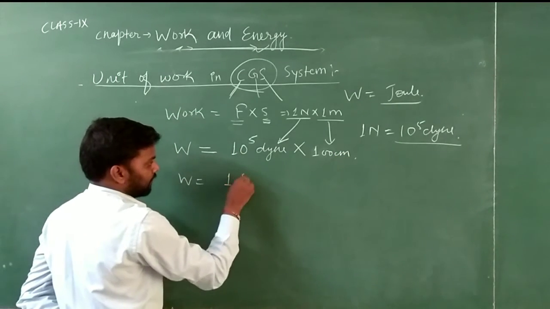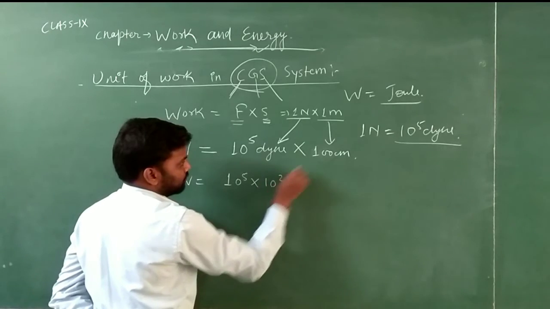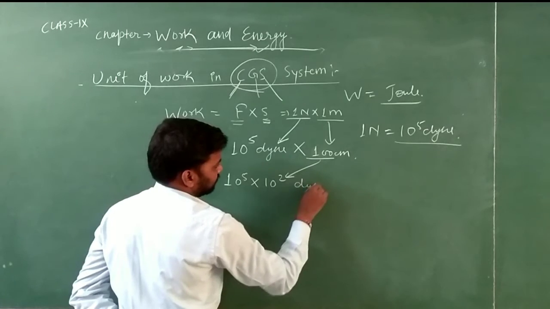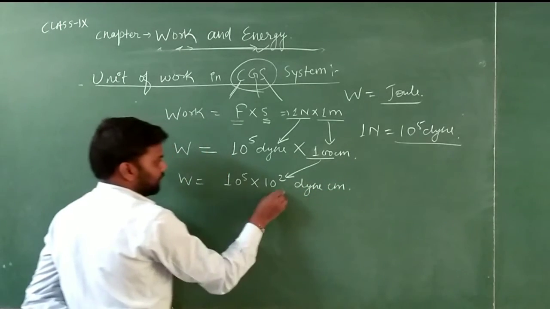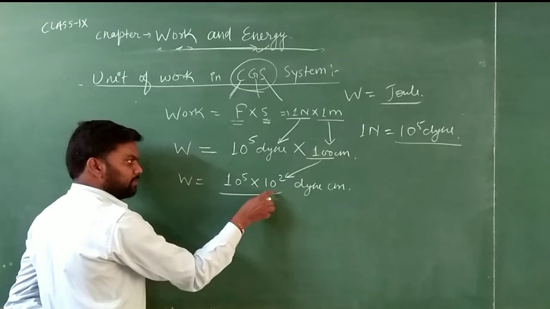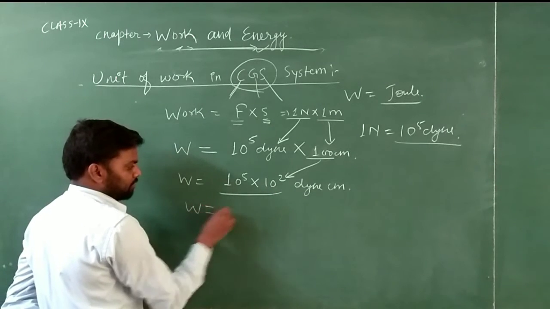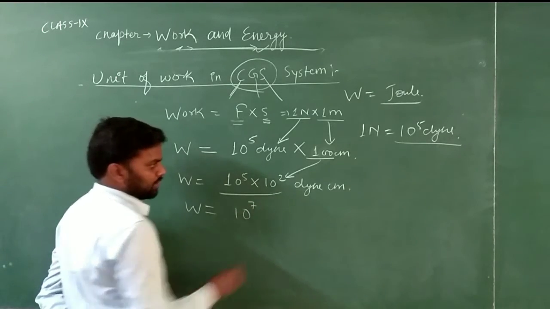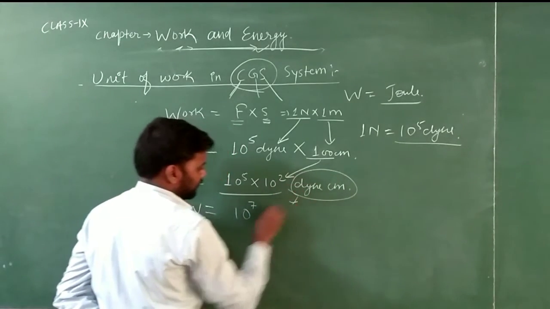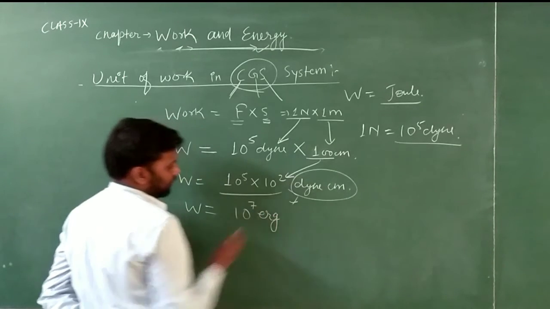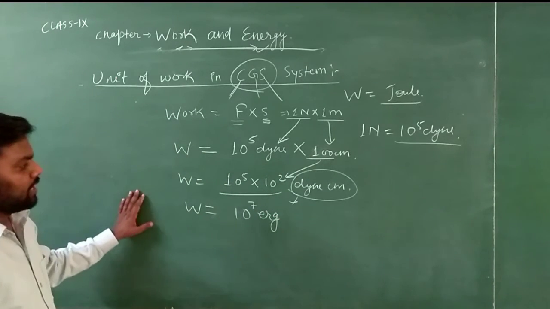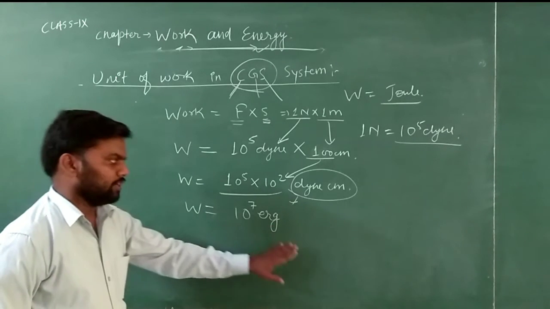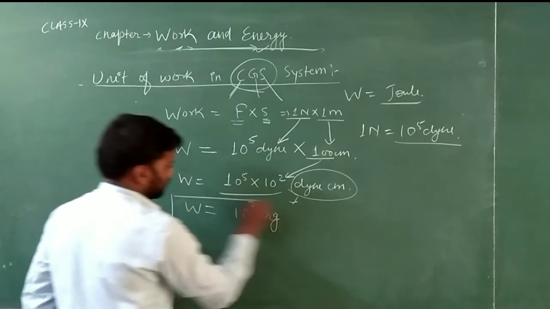So 10 to the power 5 multiplied by 10 to the power 2, it is 10 to the power 2 into dyne centimeter. If we need to solve it, base is same in both the cases. So work done will be equal to 10 to the power 7. Power will be added. And this whole term will be considered as erg. Okay. So we can say that 1 joule work will be equal to 10 to the power 7 erg. It will be CGS system.